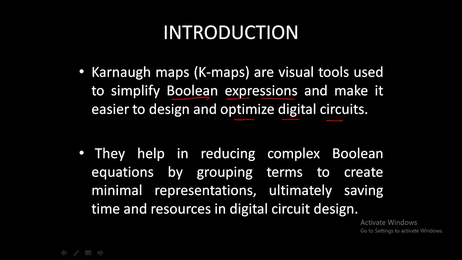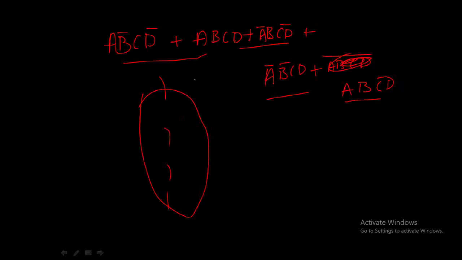So why are K maps used? They are used in reducing complex Boolean equations by grouping terms to create minimal representations, ultimately saving time and resources in digital circuit design. So these Boolean equations can be solved using K maps so that we can decrease the time taken for solving these Boolean expressions. With the help of K maps, we can solve these in very little time.